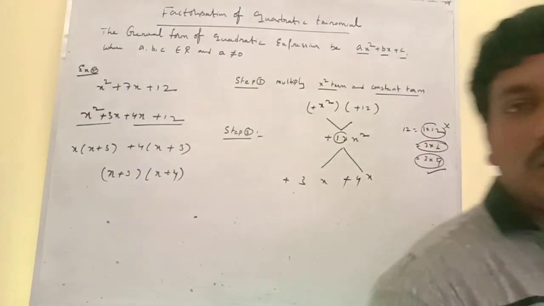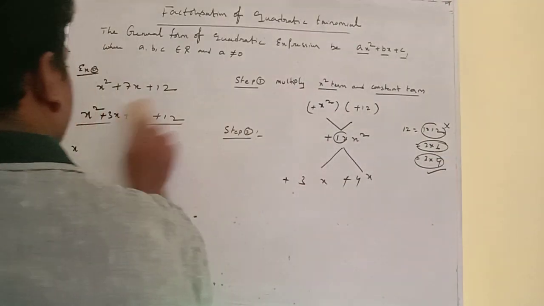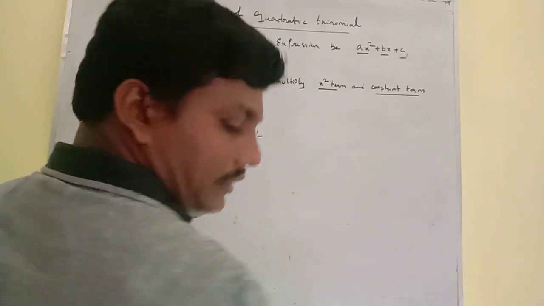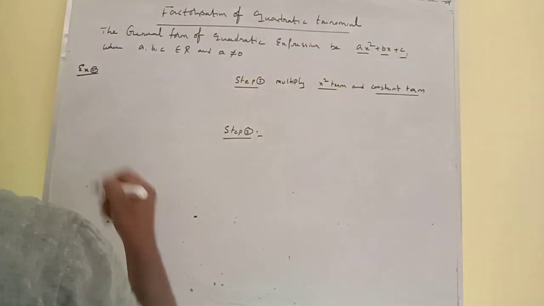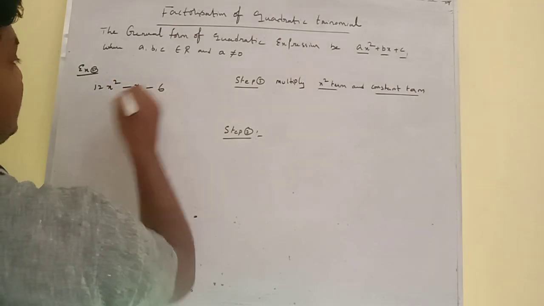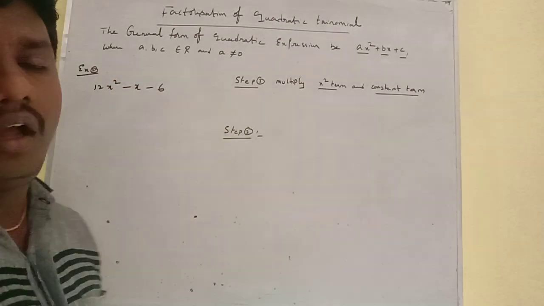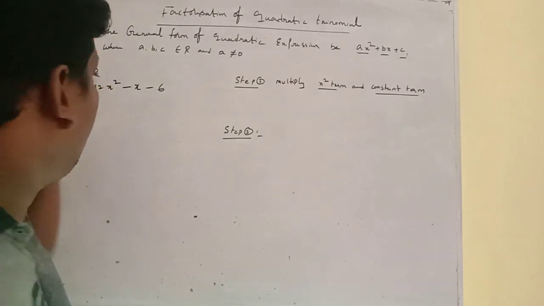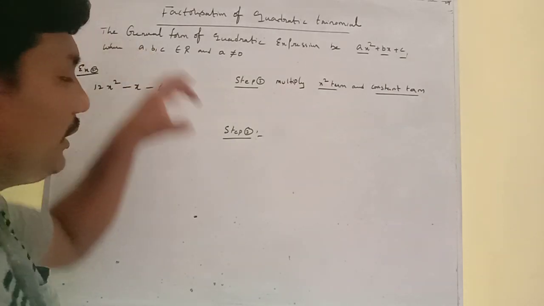So let us go for another example, you can see how to solve these questions. How to solve this question by taking another example. You can see 12x square minus x minus 6. In all the previous examples we have only the x square term, that is monic. This is a monic quadratic expression.